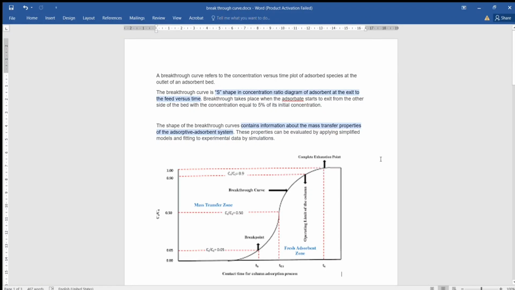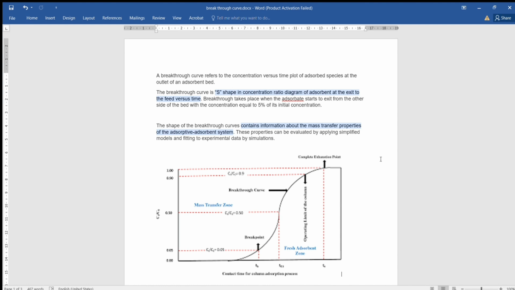Hello friends, in today's video we are going to talk about a very important term which is called breakthrough curve. Usually breakthrough curve is used in column adsorption. This is the plot of concentration ratio, which means Ct over C naught versus time. This is also called a dynamic plot, and this is called a breakthrough curve, or sometimes you also say this as a concentration time profile, and it is obtained from a series of column adsorption experimental data.